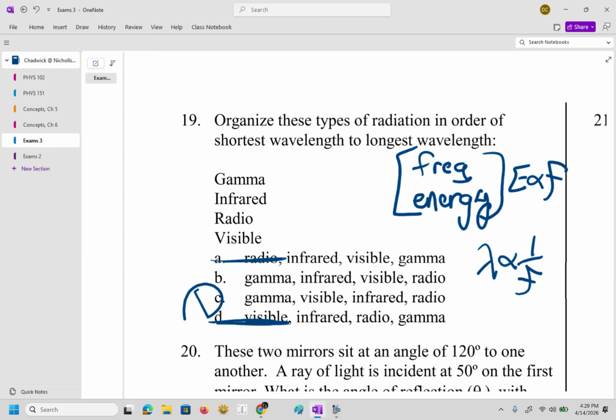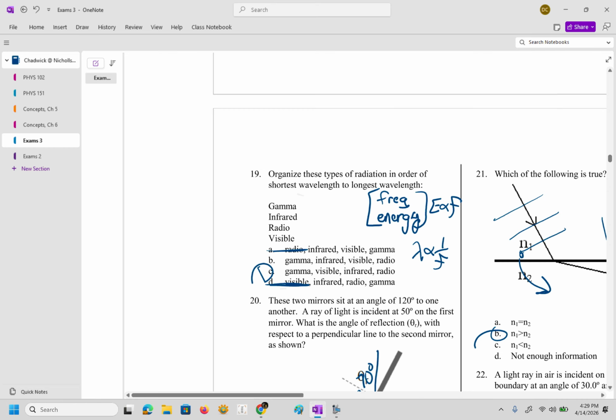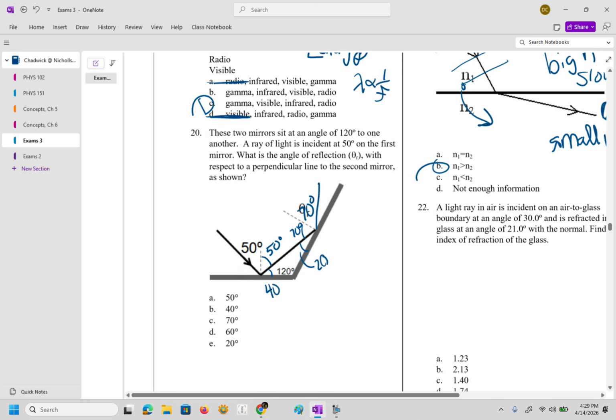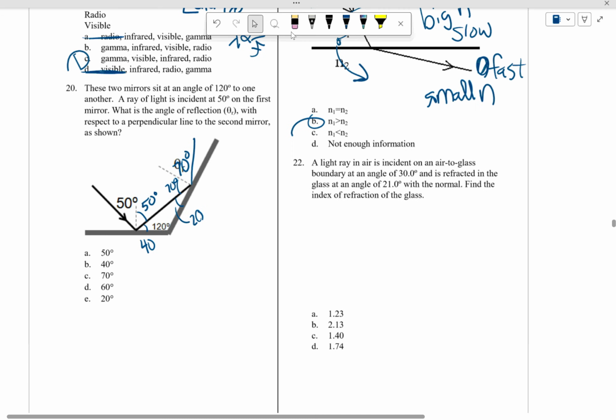All right. What else, y'all? Yeah. The last one. Which one? This one? What number? 21? 20? Oh, this one. Yes, I went through that fast. I'm sorry. Let me erase what I have here.